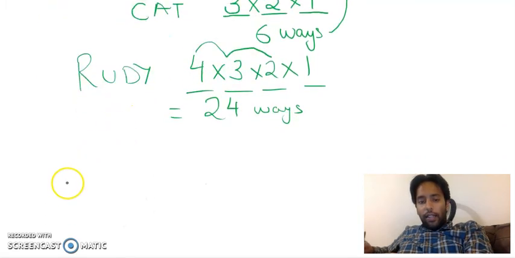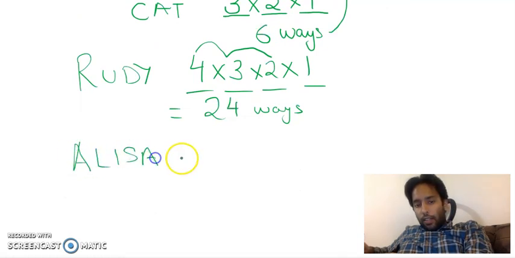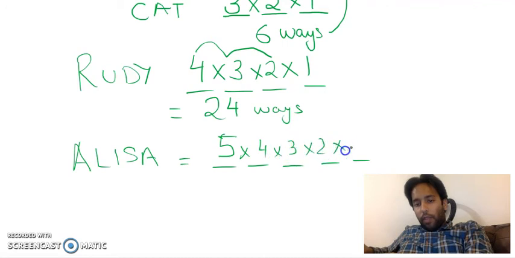Similarly, Alisa is 60 ways. Alisa is 60 because 5 times 4 times 3 times 2 times 1 is 60 ways of doing it.